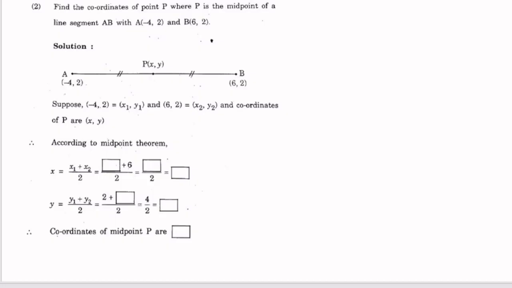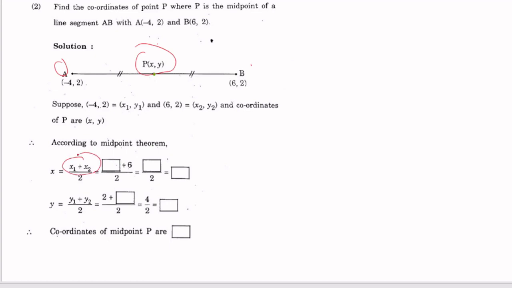Next question of 3A. Find the coordinates of point P, where P is the midpoint. Here in this case, it is very simple. P is the midpoint of the line segment AB, and A and B are given. You need to find the coordinates of P, that is x comma y. We know the formula, that is the midpoint formula.